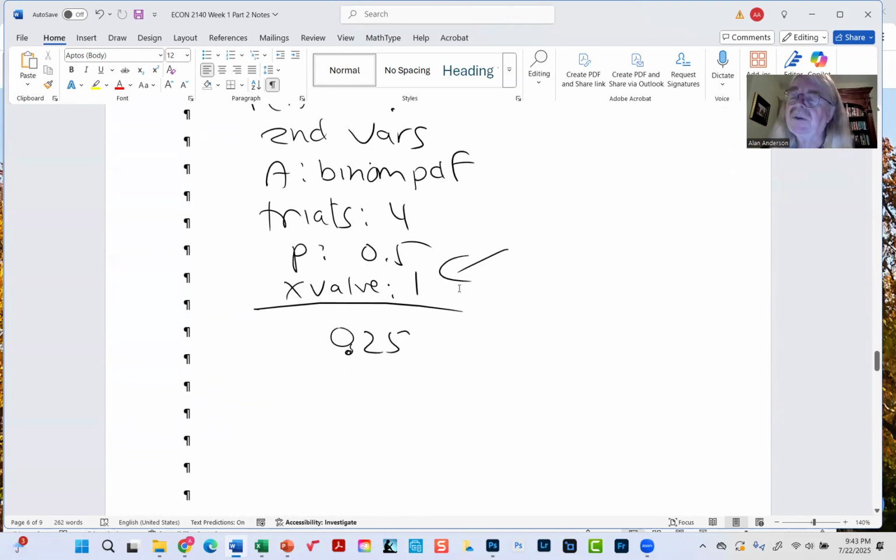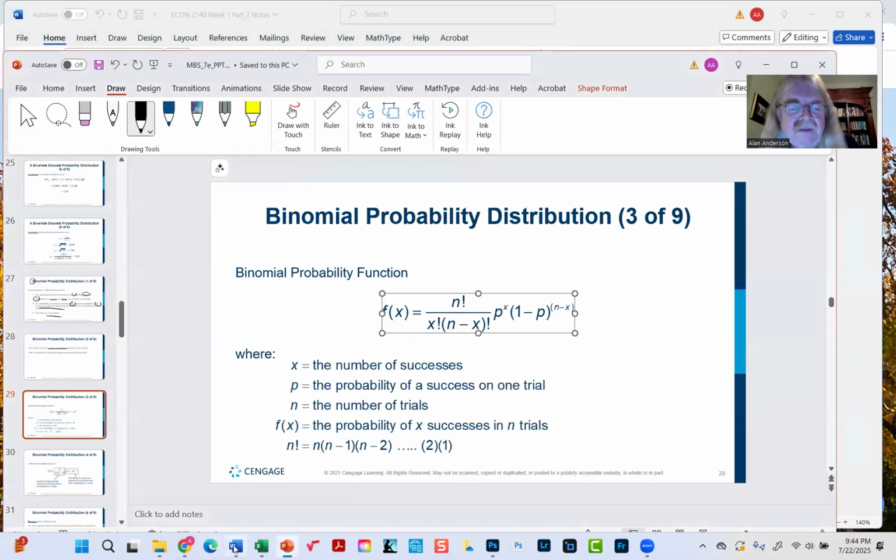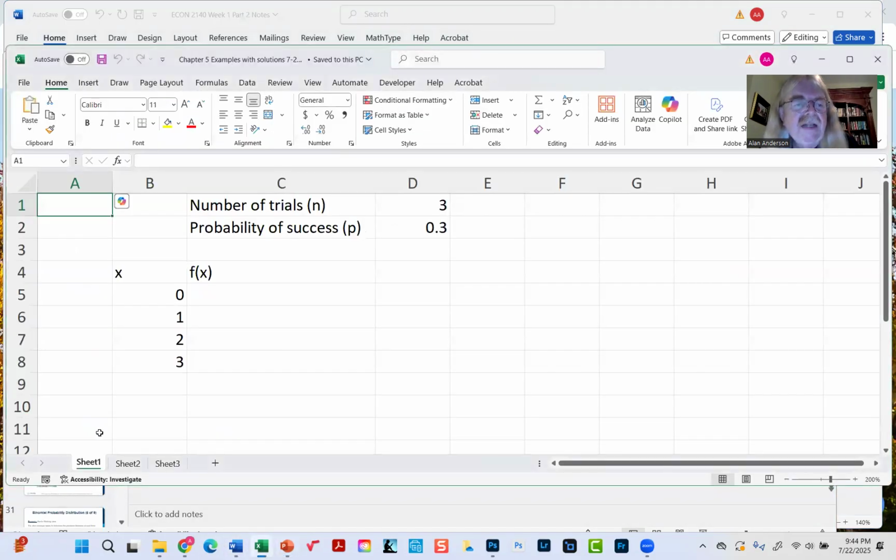Now, later on, we'll see how Excel handles the exact same problems. Needless to say, Excel is also capable of calculating binomial probabilities. As a matter of fact, now that I'm thinking about it, maybe I'll show it to you right now. We have the spreadsheet here called Chapter 5 Examples. And on the first page, we have this situation where, whatever this experiment is, we have 3 trials.